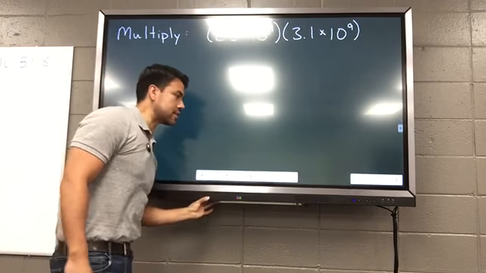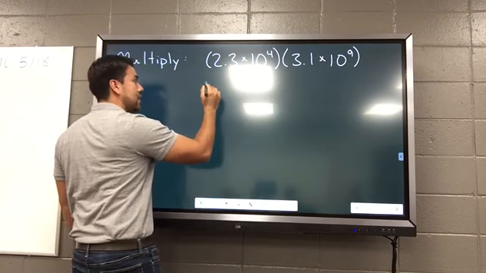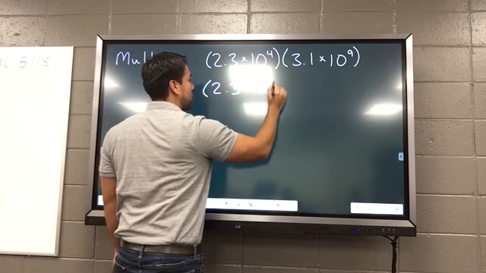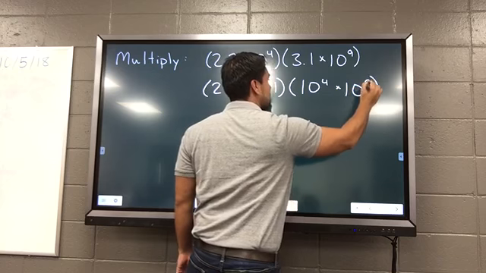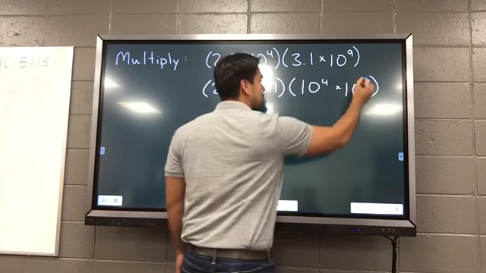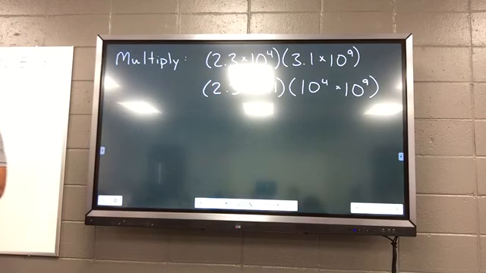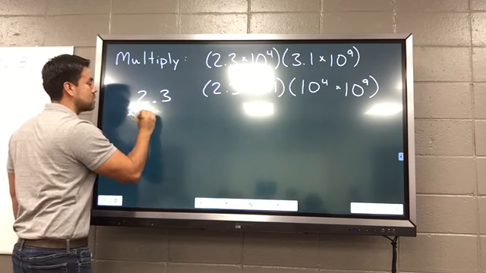So what I'm going to do is this. I'm going to group the decimals together, and then the powers of 10 together, and then get my products. So I'm going to do 2.3 times 3.1, and then 10 to the 4th times 10 to the 9th. Okay. Am I allowed to do that? Yes. Just move them around and group them together differently. Tell me what two properties I used. Commutative and associative. So am I allowed to do that? Of course, and you are too. So now all you're going to do is 2.3 times 3.1.